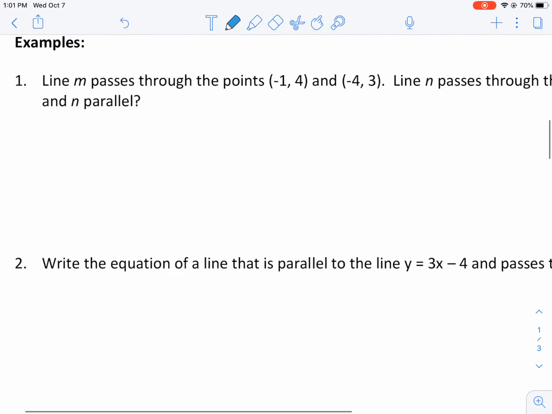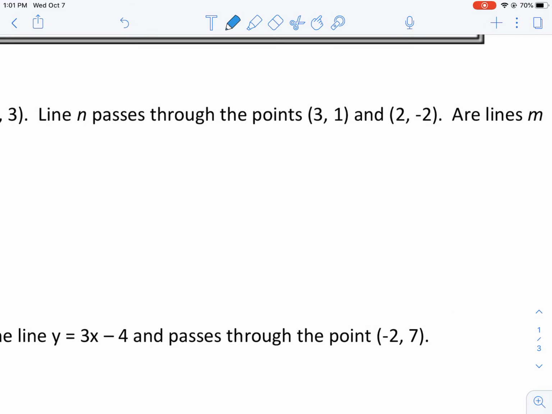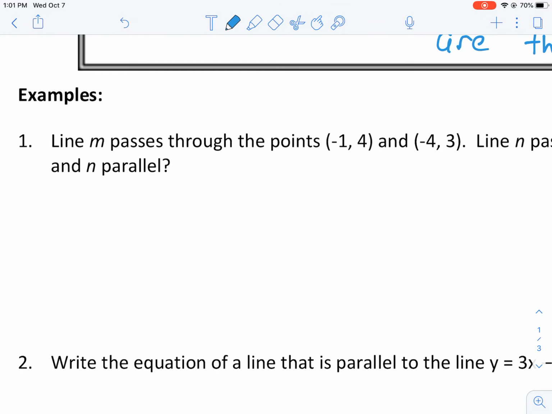Question 1 says line M passes through (-1, 4) and (-4, 3). Line N passes through (3, 1) and (2, -2). Are they parallel? In order to figure out if they're parallel, we need to figure out our two lines' slope. So I'm going to figure out the slope of line M first. Since we only know it goes through these two points, we need to use our slope formula that we learned yesterday. So we've got 3 minus 4 over -4 minus -1.